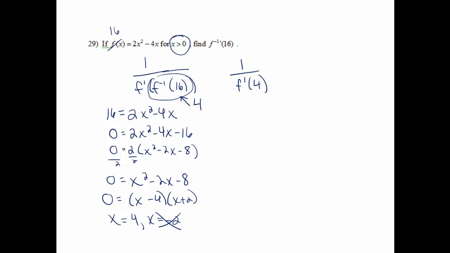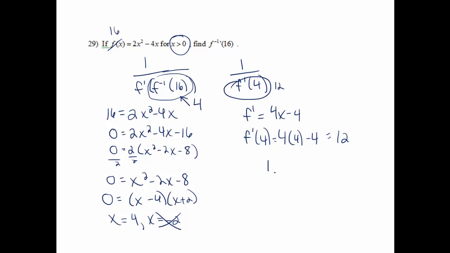And then from here, f prime of 4 is the derivative at 4. So f prime is equal to 4x minus 4. So now I'm going to find f prime of 4. It'll be 4 times 4 minus 4, that will give me 12. And so this whole answer gives me 12. So my final answer is going to be 1 over 12. So that's the derivative of my inverse at 16.